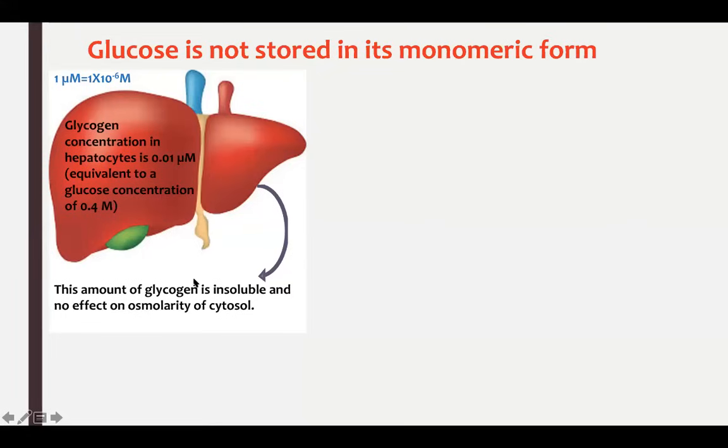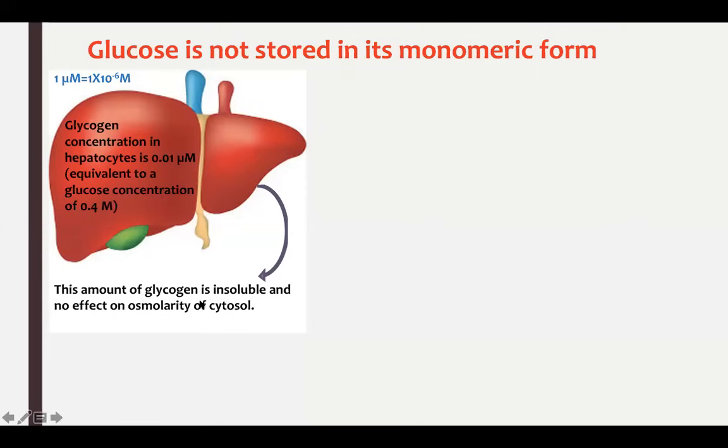So if glycogen was soluble, and those are stored inside the hepatocyte, then the concentration inside the hepatocyte would be higher. Okay, so the concentration will be thicker. Then in that case, the water molecules from the blood would enter into the hepatocyte and cause changes in the osmolarity.